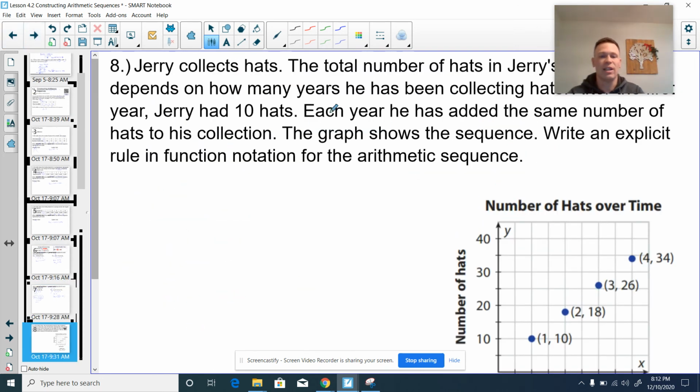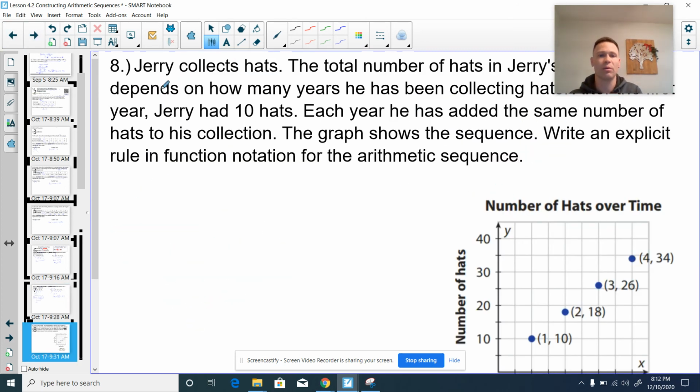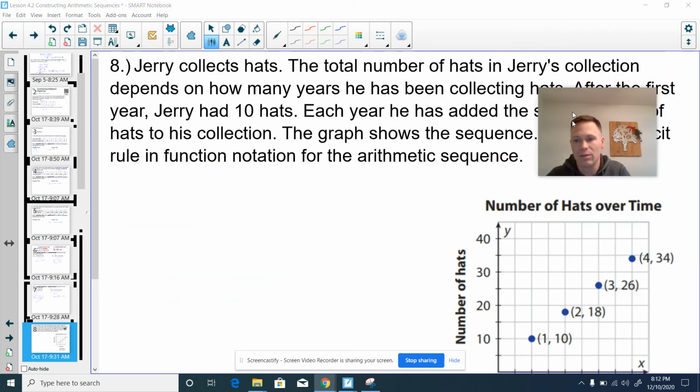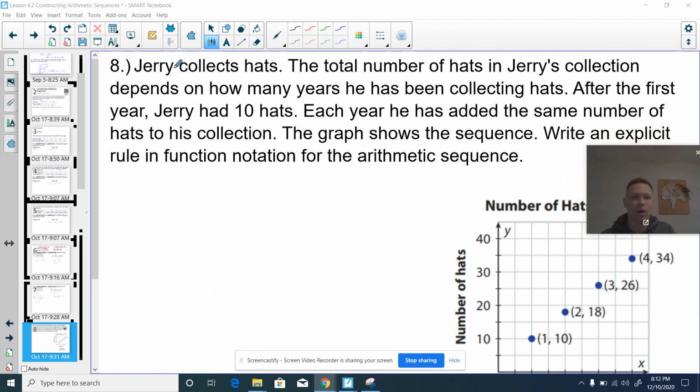All right, last example here. It says Jerry collects hats. Okay, good. I just want to make sure I didn't skip anything. All right, Jerry collects hats. I'll move myself. I don't know where to go. Whatever, let's go here.